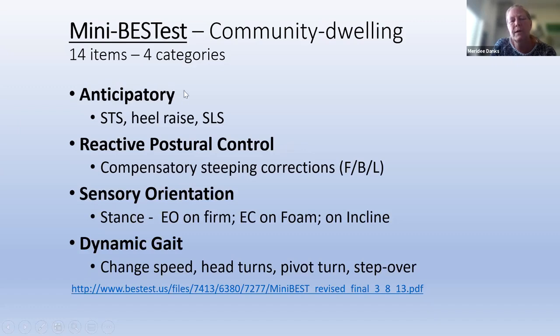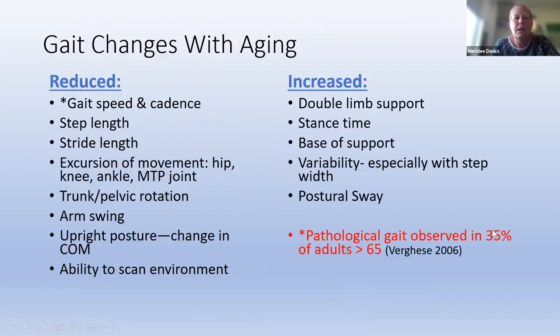What are the four types of balance? Anticipatory, reactive, static, and dynamic. And she made sure that those four categories were covered in the Mini-BESTest. There's more information. She has made a free website that has videos and information about the Mini-BESTest. And gait changes with aging also.